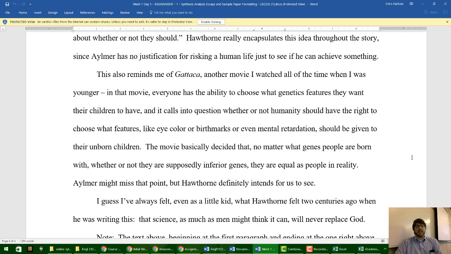I mean, he's doing Gattaca, which I saw a long time ago, and this paper was written a long time ago, but basically it said people get to choose the genetic features they want their kids to have. And it's kind of like Elmer's doing the same thing with the birthmark, deciding whether or not she should have what she was born with.